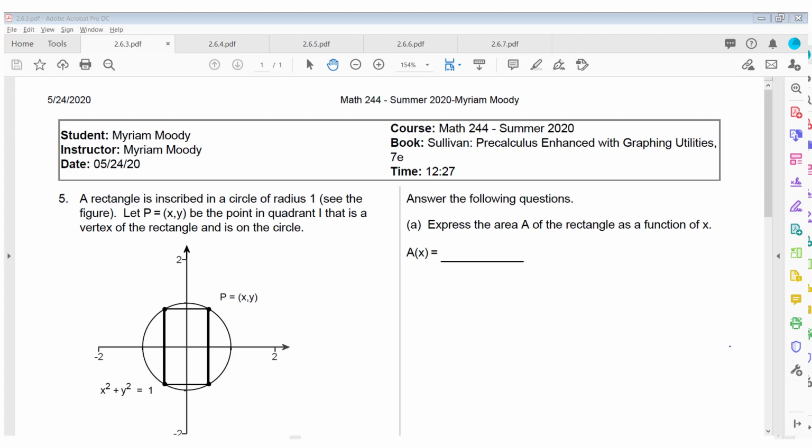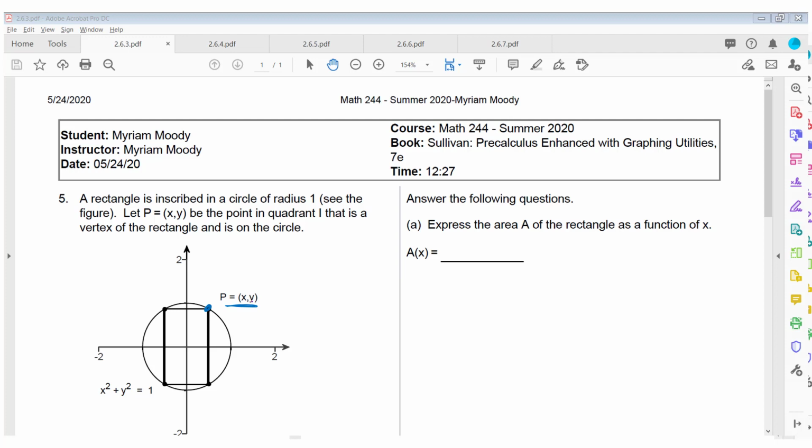A rectangle is inscribed in a circle of radius 1. See the figure. P, which is a generic xy point, is in quadrant 1, and it is the vertex of the rectangle that is actually on the circle. All right? Got it. So, let's look at part A.